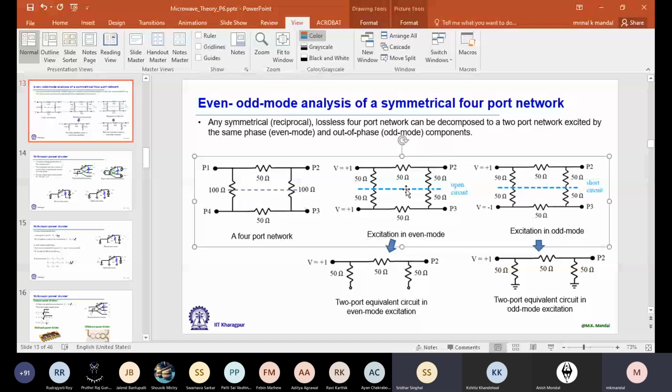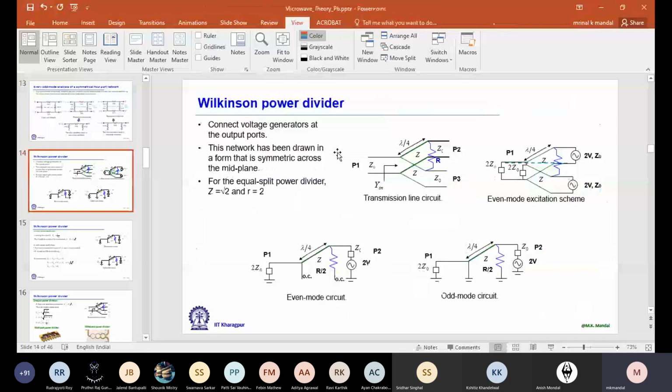Okay, sir. So this is just one example, but in any circuit we need just a plane of symmetry. Here we already have it, so we don't have to do anything else. But here we don't have it, so we modified the circuit so that we can have a plane of symmetry.